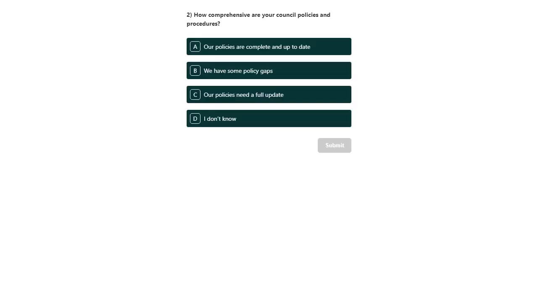So we're on to another polling question. All right, thank you. So the second polling question is, how comprehensive are your council policies and procedures? And then your options are A, our policies are complete and up to date. B, we have some policy gaps. C, our policies need a full update. Or D, I don't know.